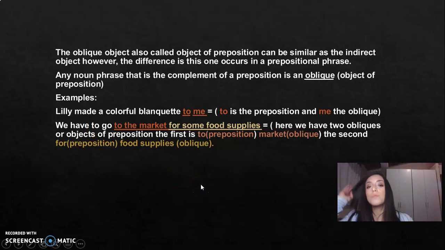But remember that the oblique object is the one that is the complement of a preposition in any phrase, any noun phrase. So here we have to the market: to the preposition, market, the oblique. For the preposition, food supplies is the oblique.